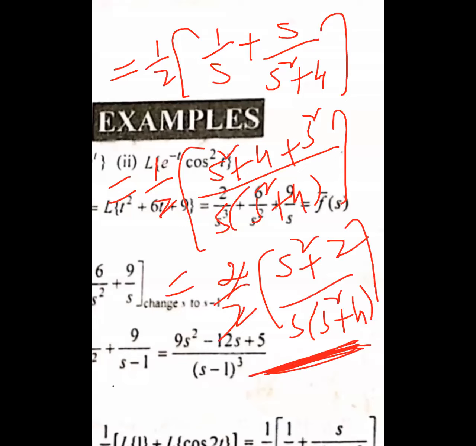How to get L of cos square t: the value is s square plus 2 by s into s square plus 4. L of cos square t అప్లై చేయగా వచ్చిన ఆన్సర్ s square plus 2 by s into s square plus 4. ఇప్పుడు మనం టోటల్ అప్లై చేద్దాం. టోటల్ మీన్స్ L of e power minus t into cos square t.